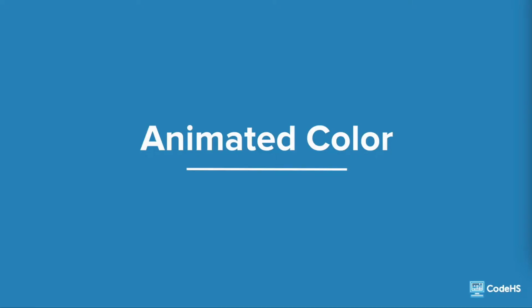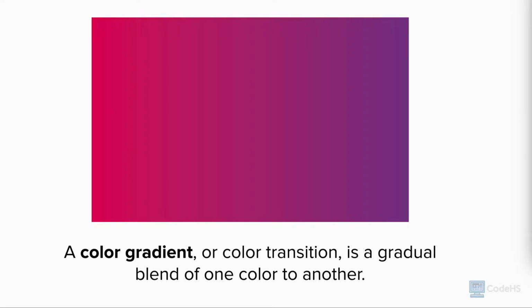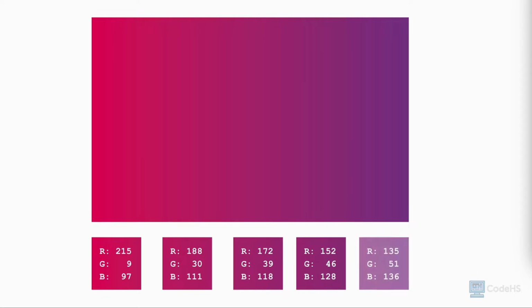In this lesson, you will learn how to animate colors in your P5JS sketches. A color gradient or color transition is a gradual blend of one color to another. Each color in the color range between the two colors is created by gradually adjusting the RGB color until it reaches each color stop. For example, let's create a gradient from black to white.